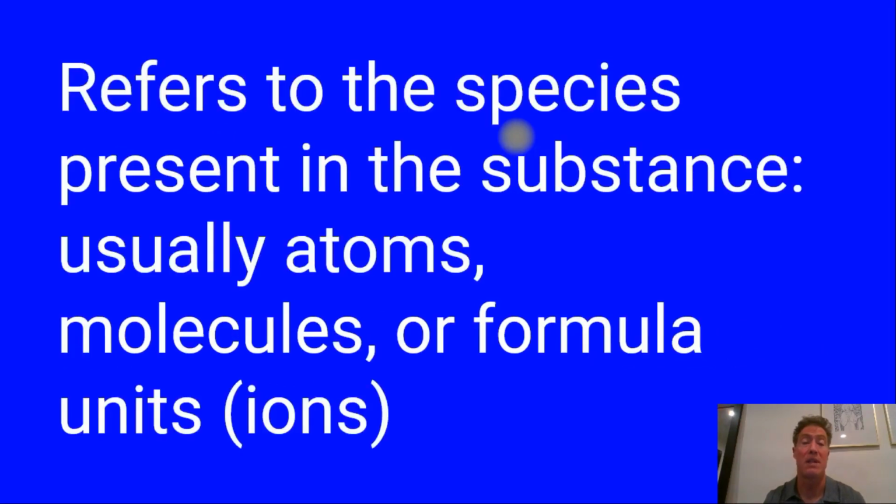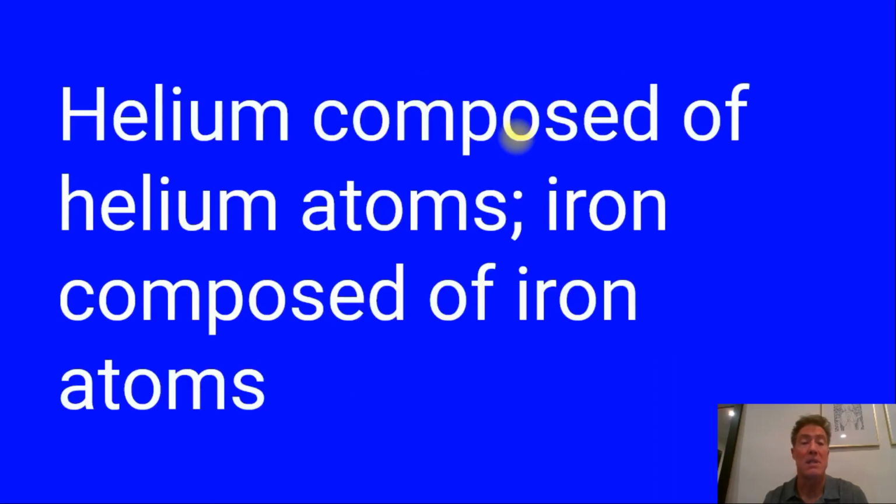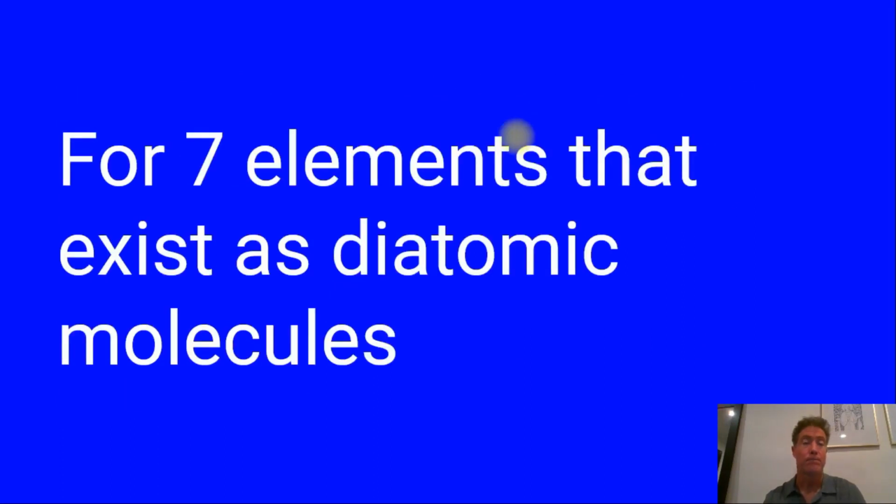So if it's an element, it's going to be the atom. If it's a molecular compound, it's going to be the molecule. If it's an ionic compound, it's going to be the formula unit. That's what we mean by representative unit. So for most elements, it's the atom. Well, helium is composed of helium atoms. Iron is composed of iron atoms.